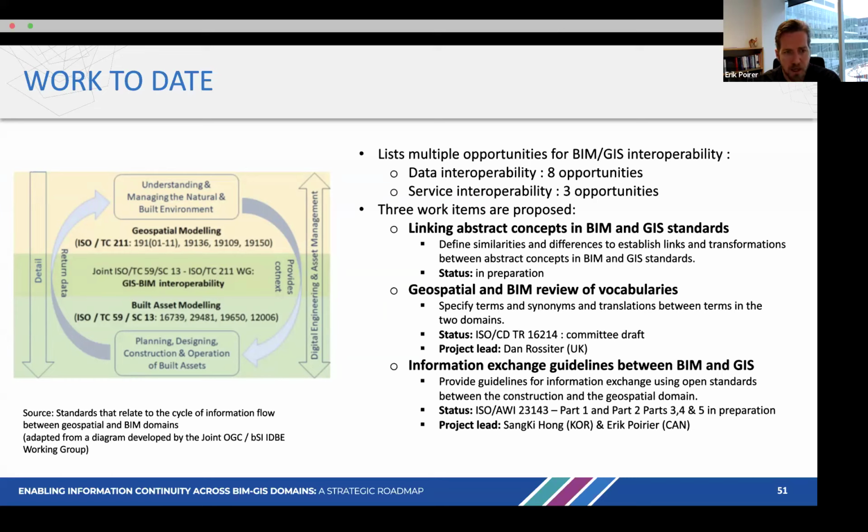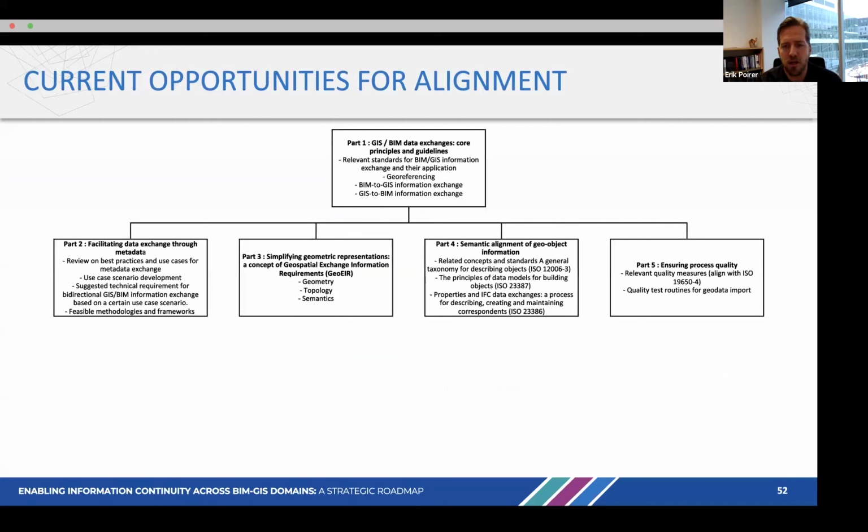So looking at terminology, looking at these items at different levels of abstraction, which will support and feed into the roadmap to enable BIM-GIS interoperability. If I look at the last work item, which is around information exchange guidelines, it's looking at formalizing and laying the groundwork to enable this, providing reliable and robust standards so that we can start developing and building off of this, developing these practices and use cases. This particular work item was split into five packages.